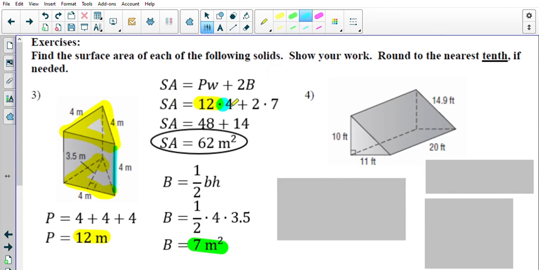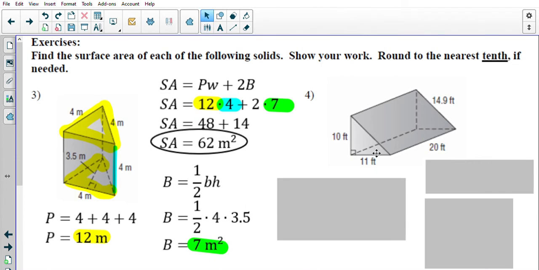This guy right here. Plus 2 times area of the base. Area of the base will be 7. 12 times 4 is going to get us 48. 2 times 7 is 14. Add those together to get a total surface area of 62 meters squared.